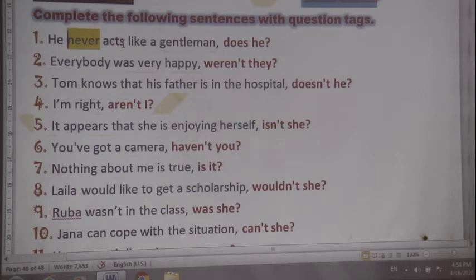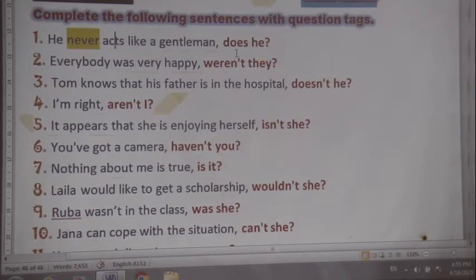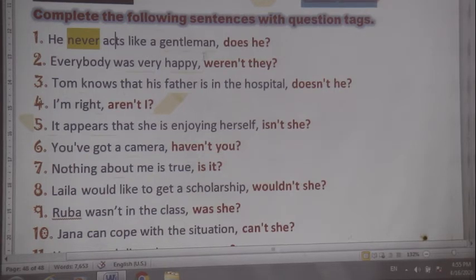Here, does. Why? Because the statement is in the present simple and I don't have a helping verb to invert, so I use does. I use does in the third person singular. The subject is he, so I don't need to replace it with a subject pronoun because it's already a subject pronoun. And here we have a negative, as you can see. This "never" refers to negative, so I need a positive question tag. He never acts like a gentleman, does he?